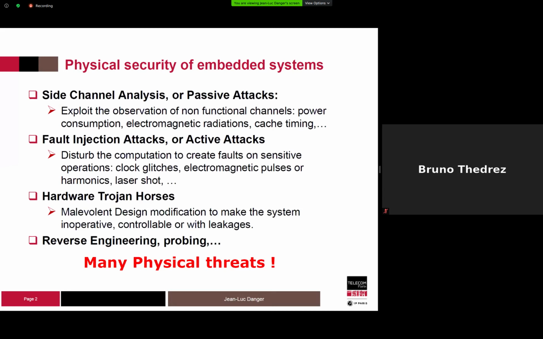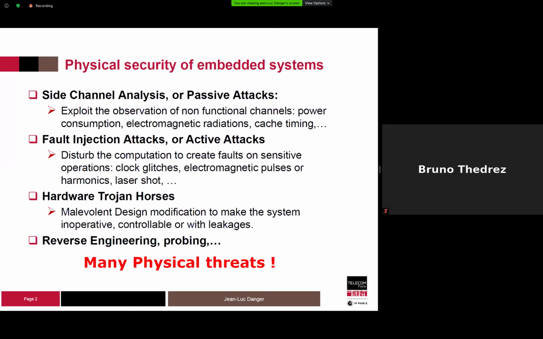The object is local, and so there are many physical attacks which are also perpetrated on this kind of object. This is a non-exhaustive list of physical attacks. One which is now very famous is the side-channel attack, or side-channel analysis, also called passive attack, because it relies on observation of non-functional channels like the electromagnetic radiations when the processor is computing.